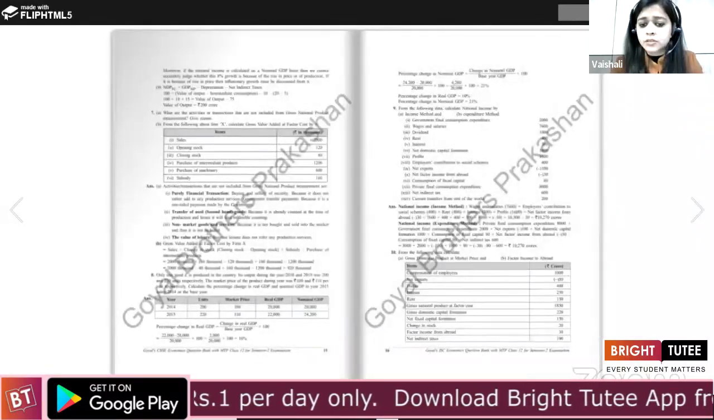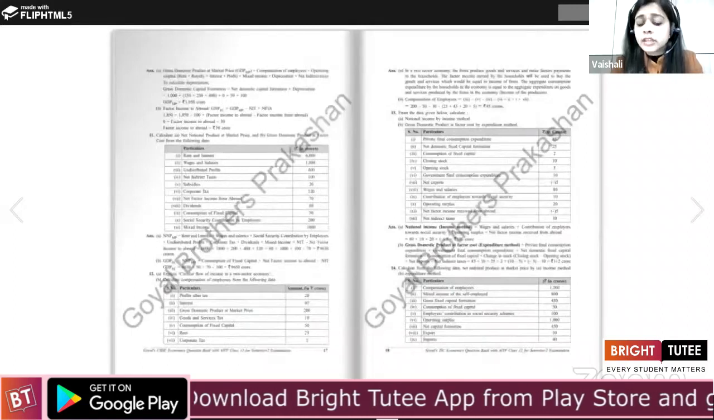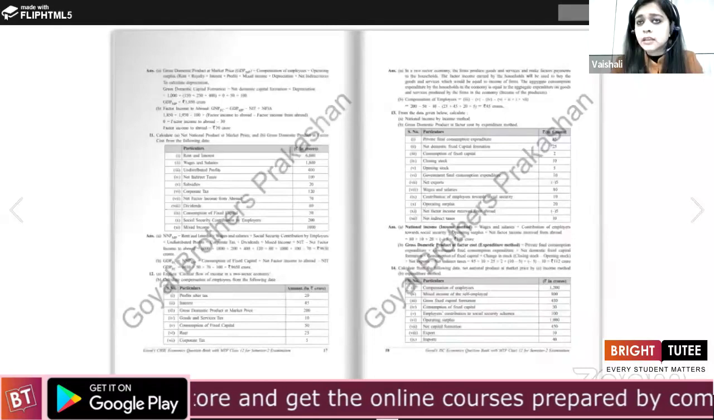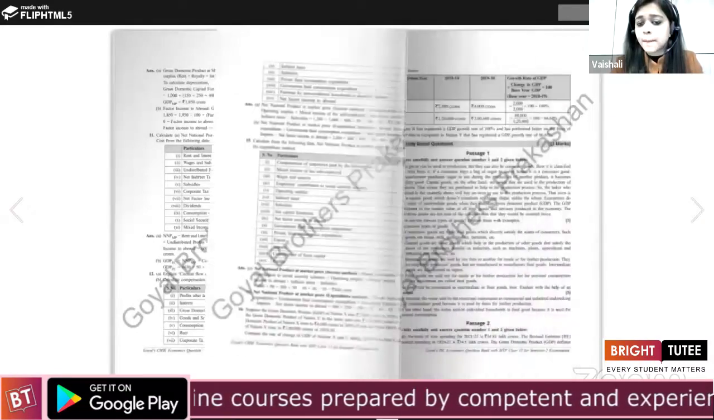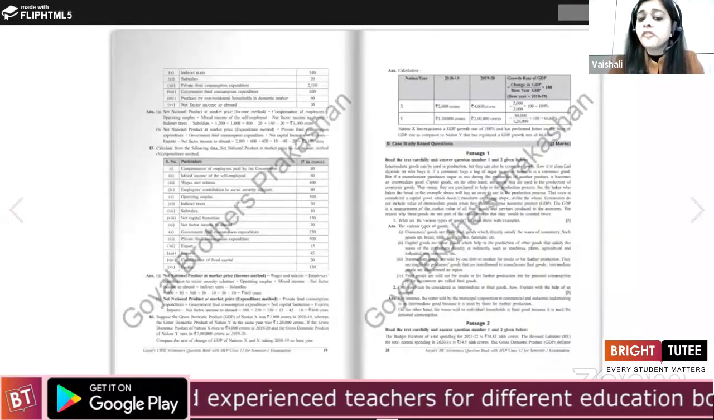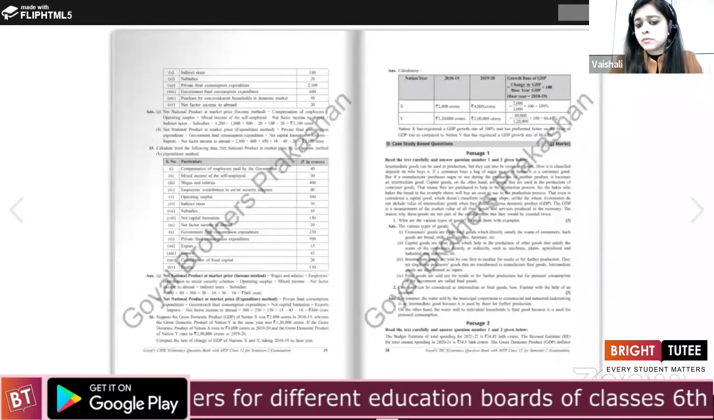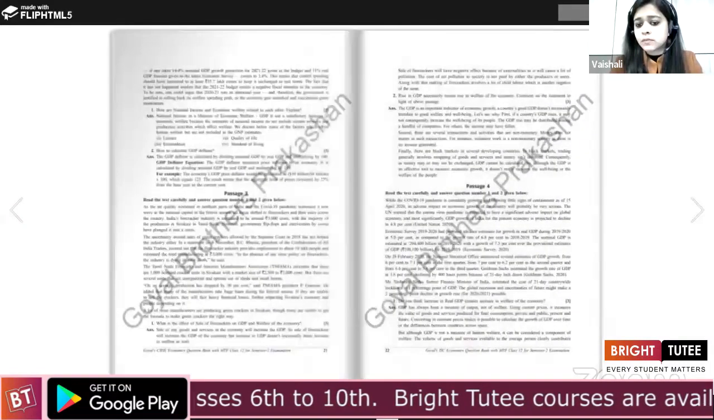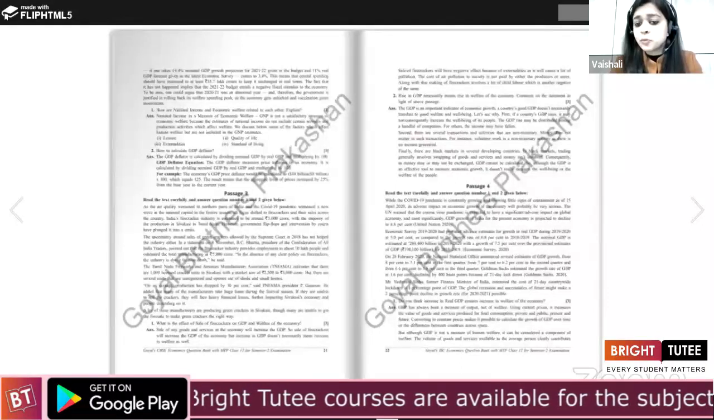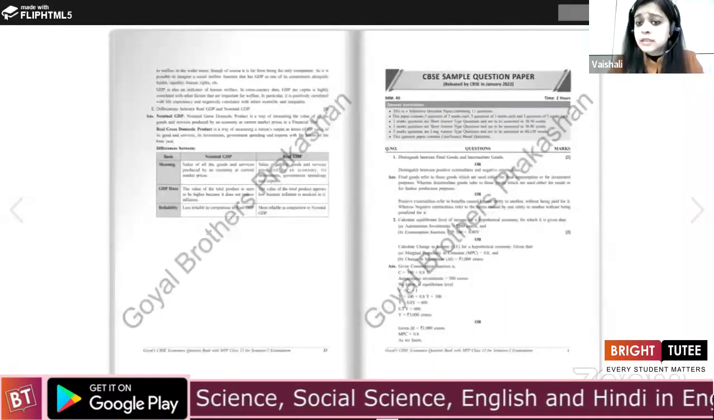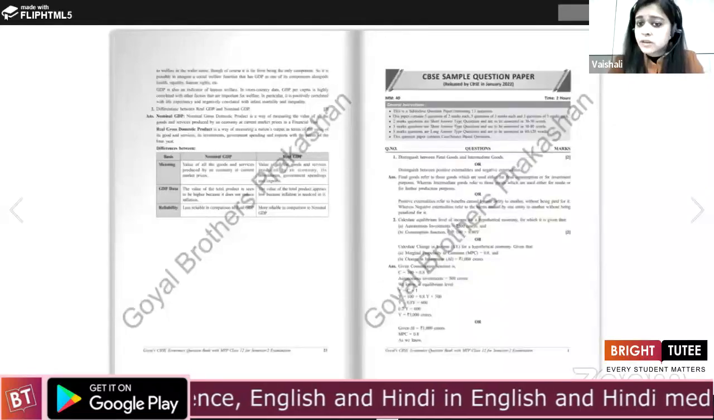After the 5 markers, there was a case study based question only on the chapter India, Pakistan and China. This book has case study based questions for each and every chapter. 3 markers. So there are multiple questions based on the same, which will really help the students to practice a variety of questions in each and every area for each and every unit. Then there is the CBSE sample question paper, which has been released by CBSE.